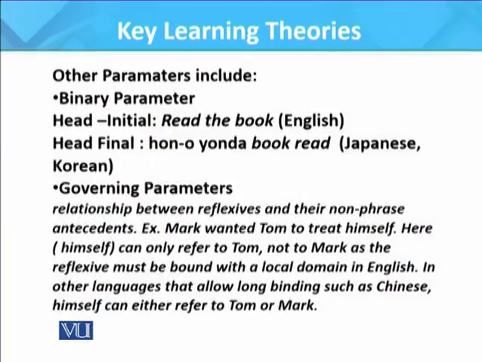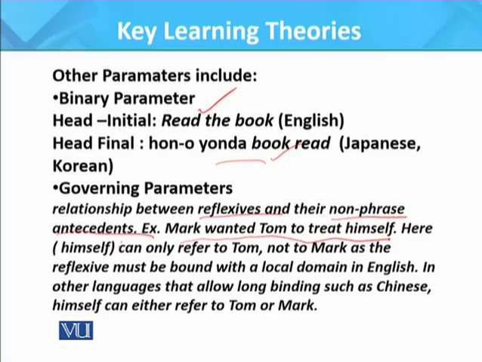Other parameters include binary parameters, which are head initial and head final. In English, you have read the book. Read is the head initial, whereas in Japanese, it is book read, where the head is at the end. You also have the governing parameters, which concern the relationship between reflexives and their antecedents. For example, Mark wanted Tom to treat himself. Here, himself can only refer to Tom, not to Mark, as the reflexive must be bound within a local domain in English. In other languages that allow long bindings, such as Chinese, himself can be either Tom or Mark.